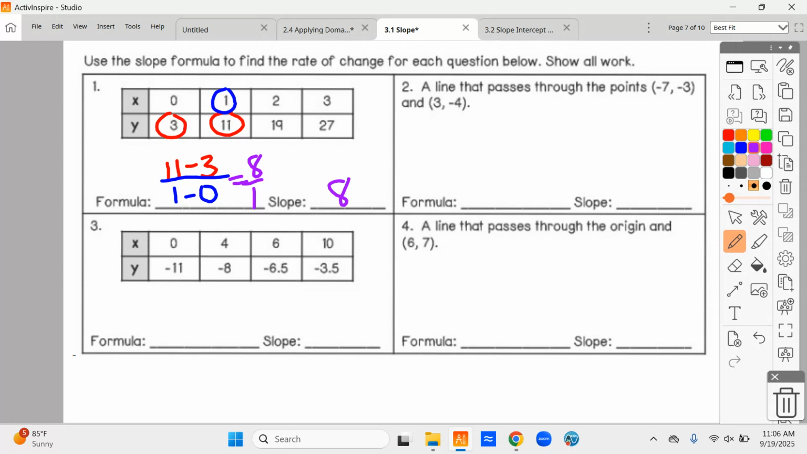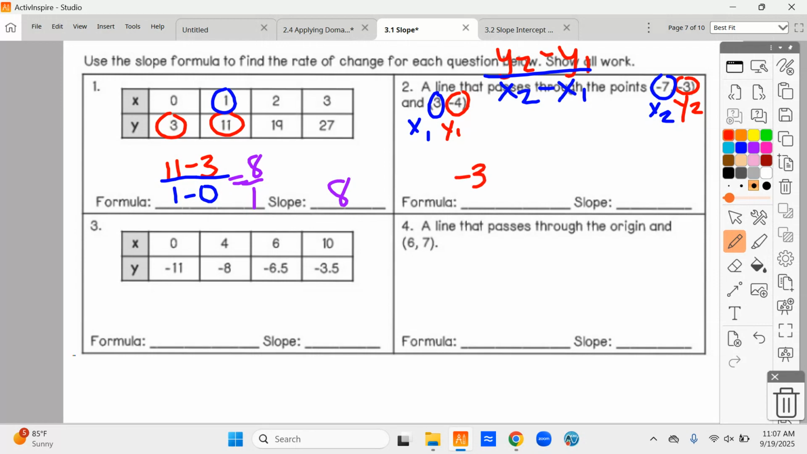I'm going to do the same with number 2, and I don't really have options. I can choose either of my y values to start. I'm going to call this y1 and this y2, but then that means that 3 needs to be x1 and -7 needs to be x2. And labeling it helps you keep organized. Because remember, our formula is y2 minus y1 over x2 minus x1.